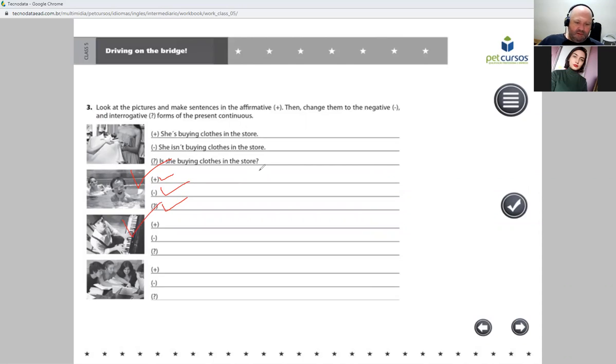Picture number three. They are studying at the library. Oh, sorry, okay, you're doing the library. You skipped the one with the piano now, right? He's playing piano. He isn't playing piano. Is he playing piano? Yes, very good. Now this one, the studying. They are studying at the library. They aren't studying at the library. Are they studying at the library?